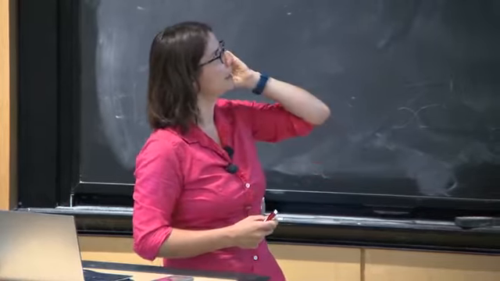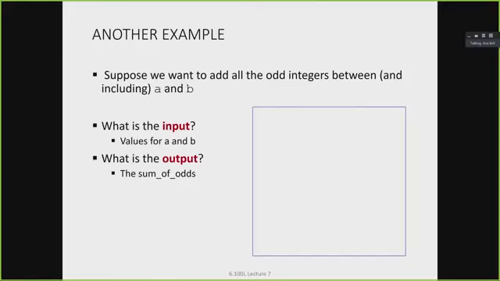So the last example I want to go through is I want to write some code that adds all the odd integers between and including A and B. Might be something you're asked on a quiz. The first thing you do when you're faced with such a task is to think about a nice name for the function. So sum odds or some odds is a reasonable name.